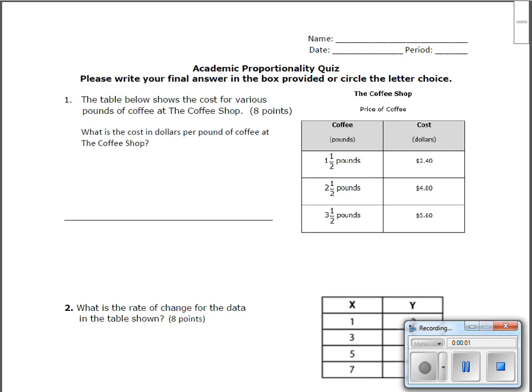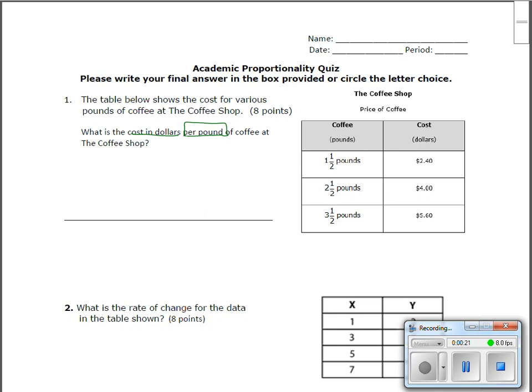Good afternoon. I'm going to go over the proportionality quiz. Number 1, the table below shows the cost for various pounds of coffee at the coffee shop. What is the cost in dollars per pound of coffee at the coffee shop?